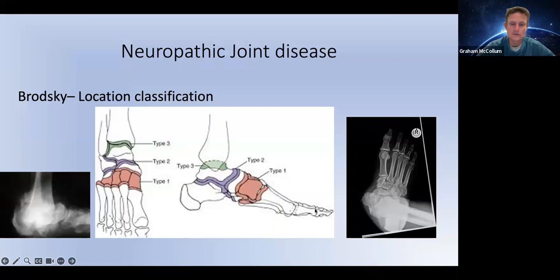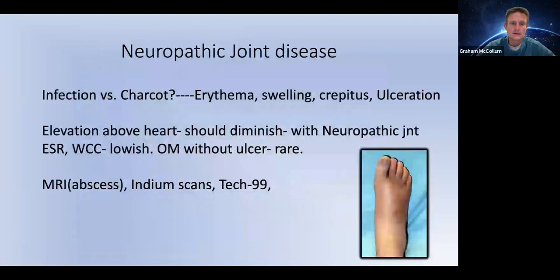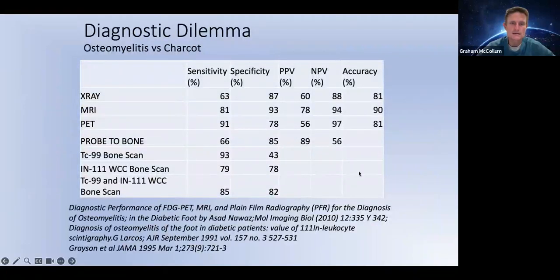Then there's a new one, a type four, which is forefoot Charcot, which is quite rare, but I've seen it a few times now. It looks like osteomyelitis, but it's actually just changes in the metatarsal heads. So that's just another slide trying to differentiate osteomyelitis from Charcot, looking at the sensitivities and specificities, showing that MRI is probably the most sensitive and most specific investigation, or a PET scan probably the most sensitive. And technetium bone scan is very sensitive, but very non-specific.